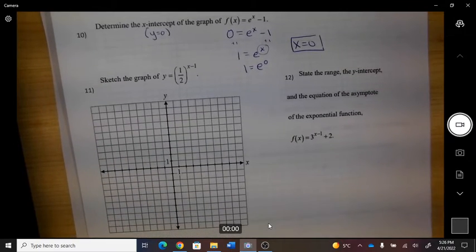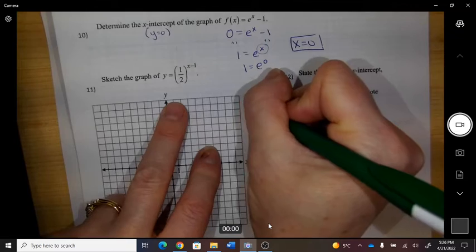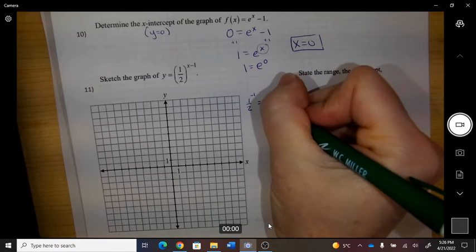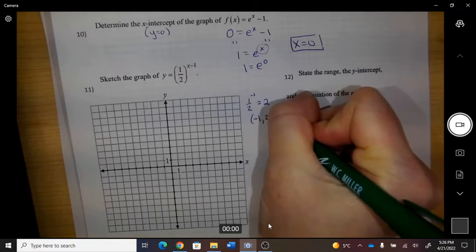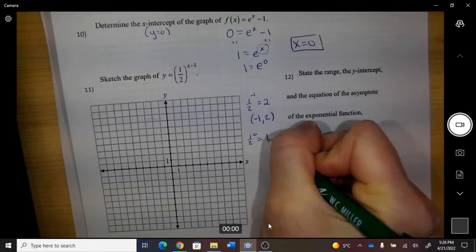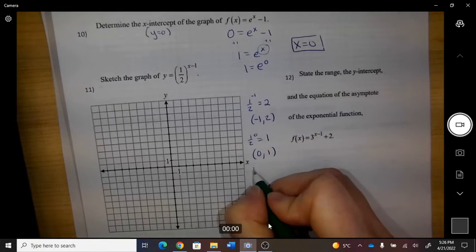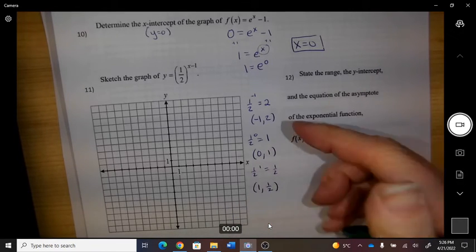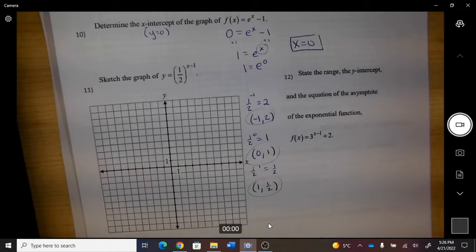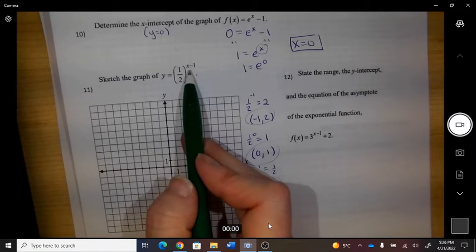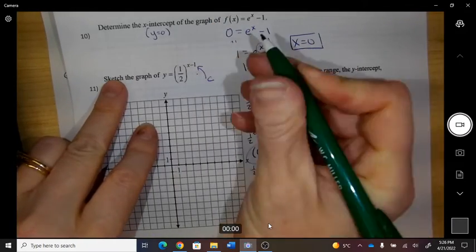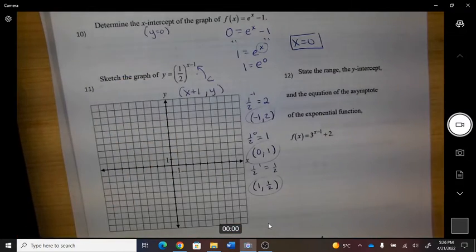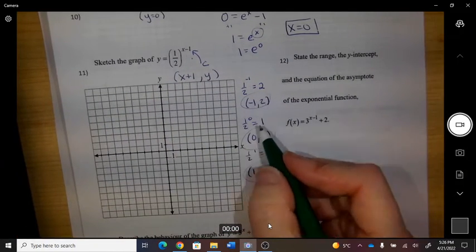Okay, sketch that graph. So I'm going to get some points here. So the base to the -1, that would be 2. 1/2 to the 0 is 1. And 1/2 to the 1 is 1/2. So there's 3 points. Now I have a shift, so that is a C. So x plus 1, because it's going to move right. So these 3 coordinates are going to change.